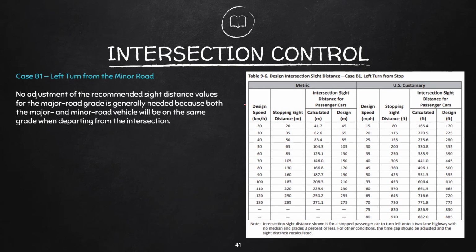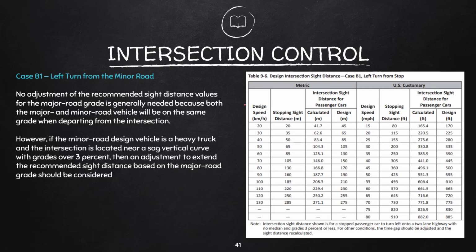Okay. No adjustment of the recommended sight distance values for the major road grade is generally needed because both the major and minor road vehicle will be on the same grade when departing from the intersection. However, if the minor road design vehicle is a heavy truck and the intersection is located near a sag vertical curve with grades over 3%, then an adjustment to extend the recommended sight distance based on the major road grade should be considered.